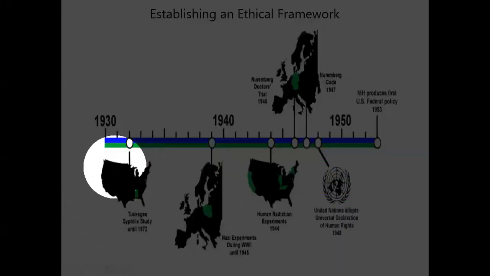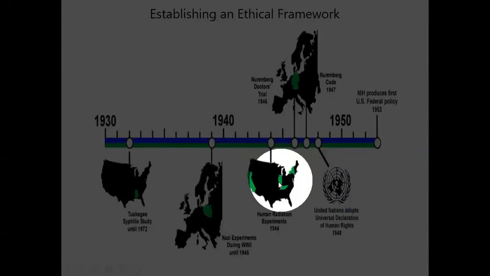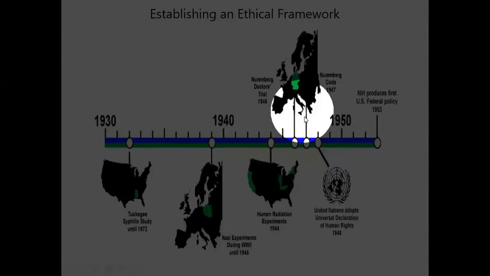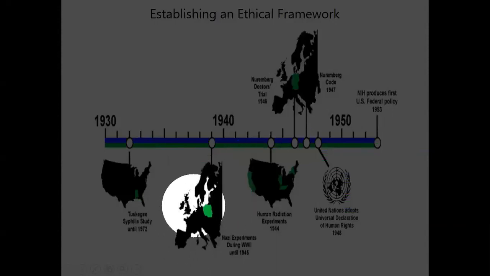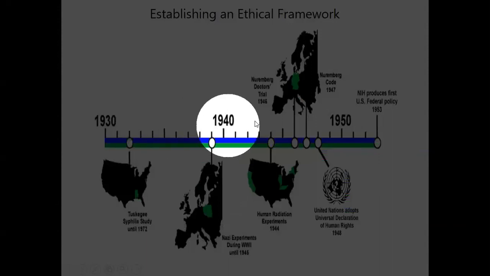Tuskegee in the 30s. Nazis in 1940. Yeah, the Jewish experiment by the Nazis going on. Human radiation in the United States of America, testing the atomic bomb in Nevada, okay, to see the effects of the big mushroom cloud. And then Nuremberg. Why is Nuremberg going on? Because of the Jewish experiments by the Nazis. Tuskegee is still ongoing. Nobody talks about it.